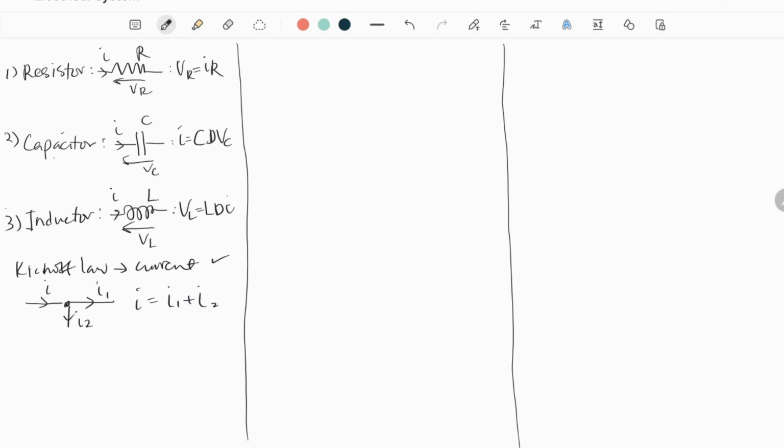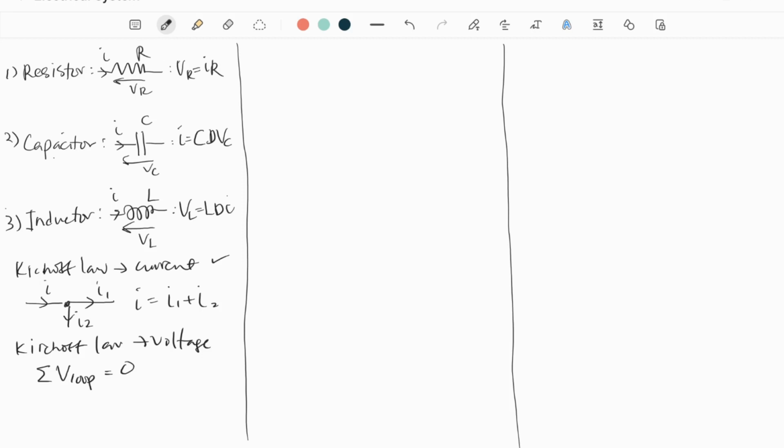And then the second one is Kirchhoff's law for voltage. It says that the summation of voltage in a loop should be 0. These are the laws that we may consider in dealing with electrical systems.